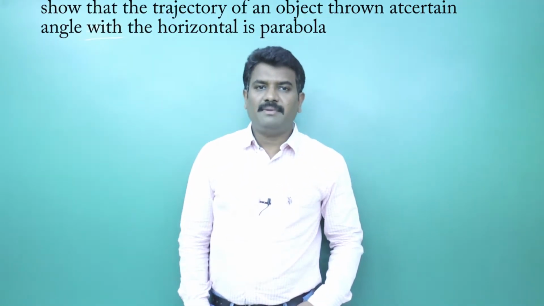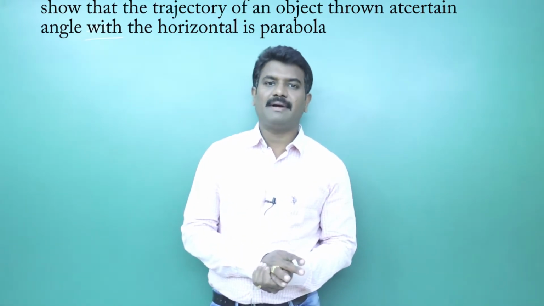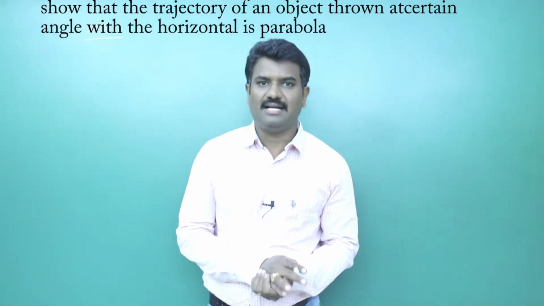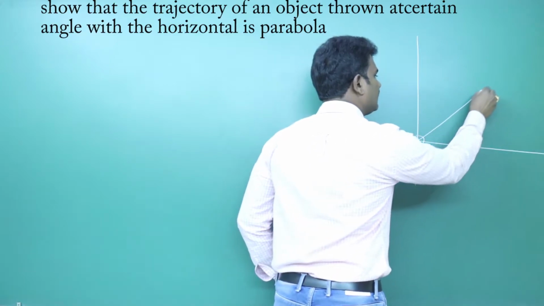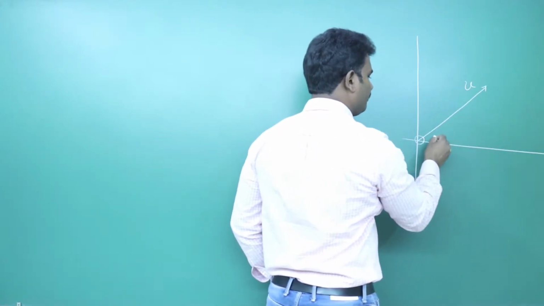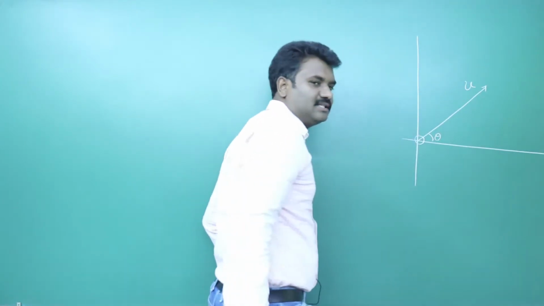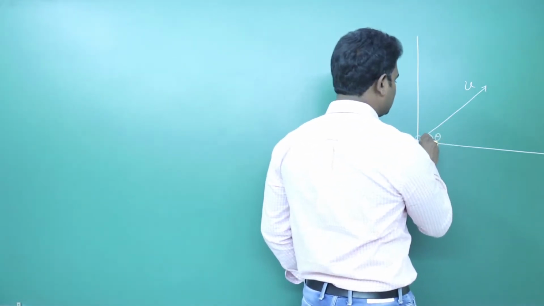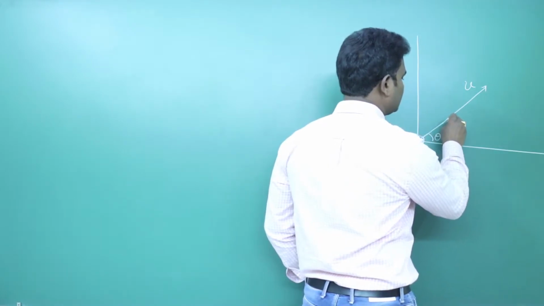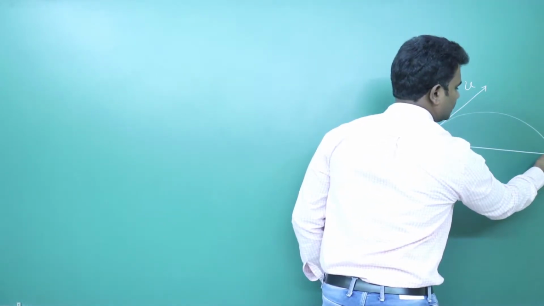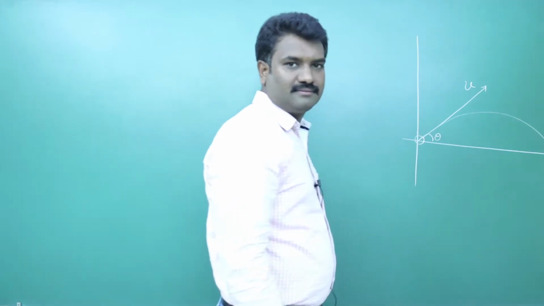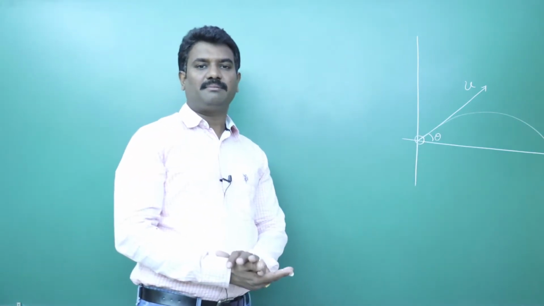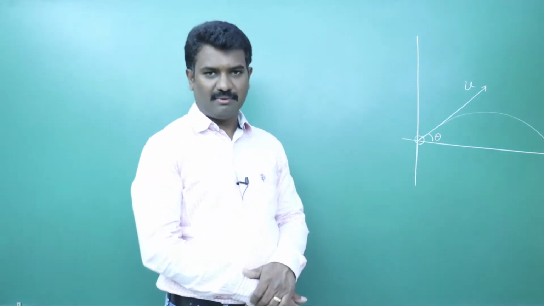Hello dear students. Now let us derive the formula for horizontal range and maximum height of a projectile thrown with a velocity u making an angle theta with the horizontal. So what happens to the object due to the gravity? It slowly falls here. In the previous lecture we have proved that the path is a parabola.